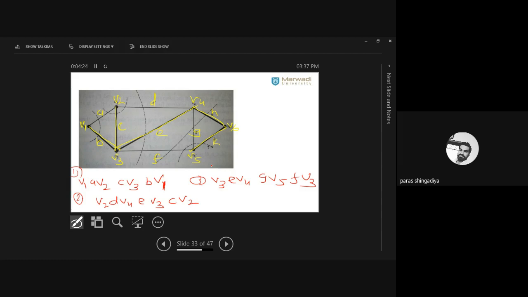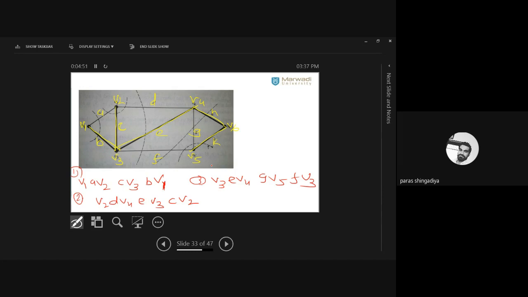So our definition is that you have to consider only a single chord and the rest of the edges should be branches. Sorry, you have to take only one chord, and all the other edges should be branches. Clear? So therefore this is a circuit. It is clearly a circuit from V3 to V3, but it is not a fundamental circuit.